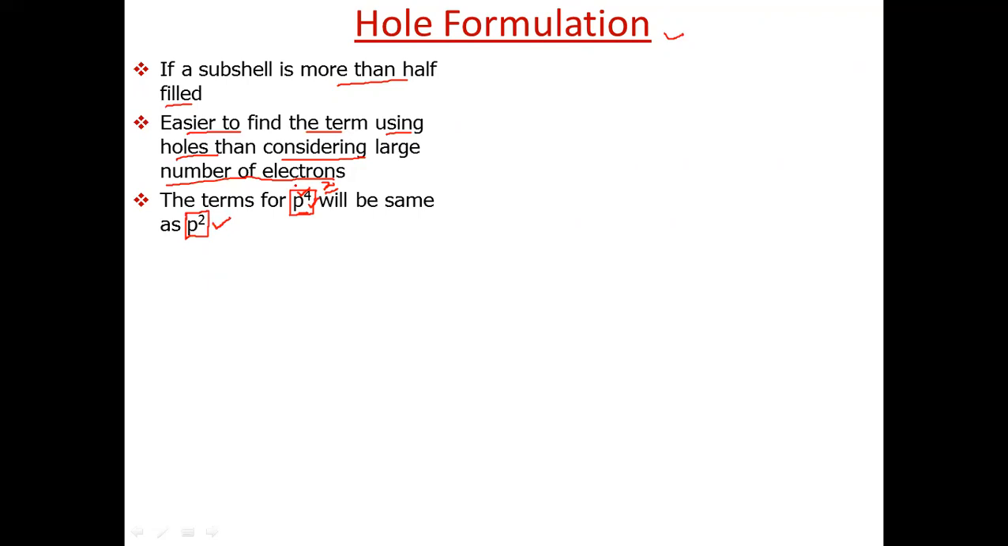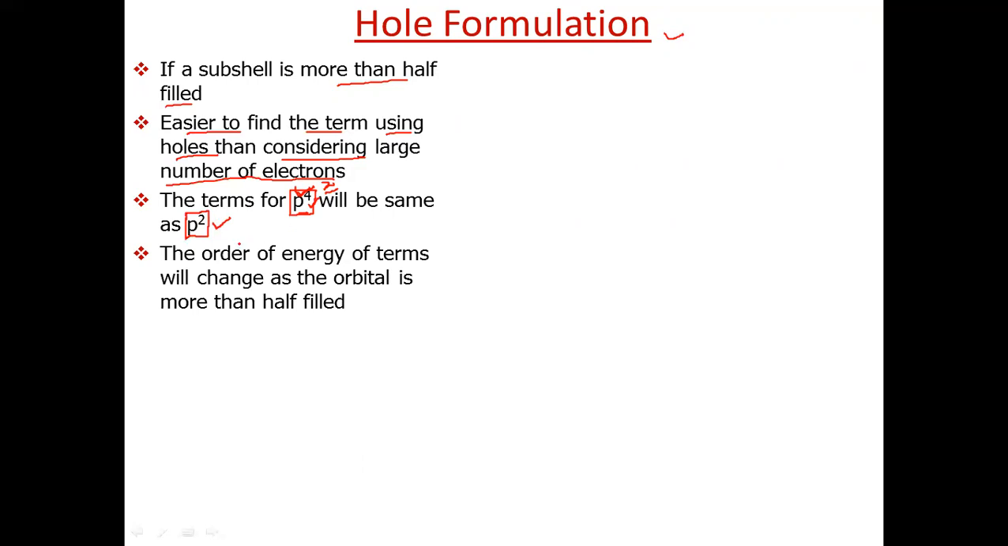No need to do the complex analysis for 4 electrons. Simply 6 minus 4, 2. So they will have the same term symbol. The only difference will be that the order of energy of terms will change as the orbital is more than half filled. This we will do when we find the ground state term.